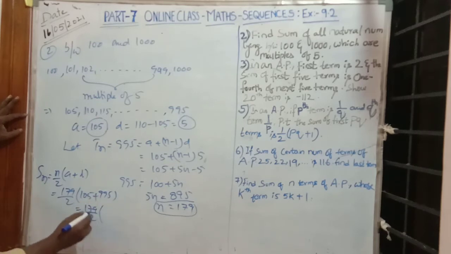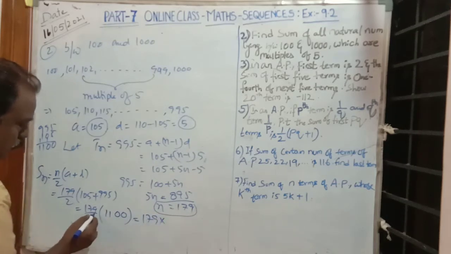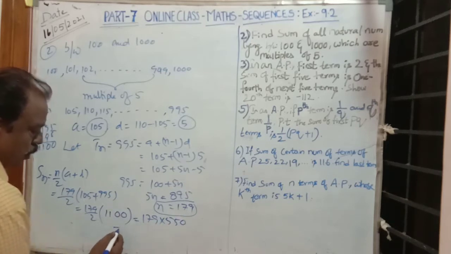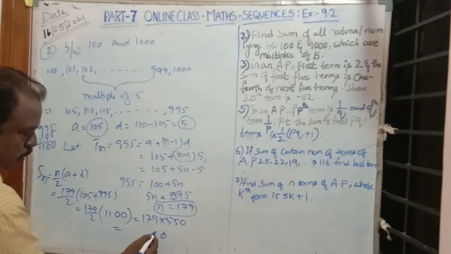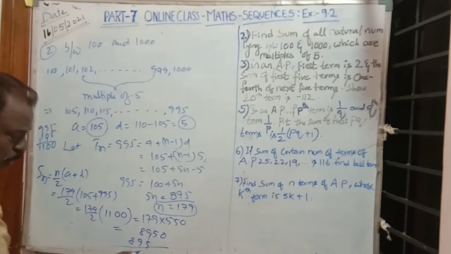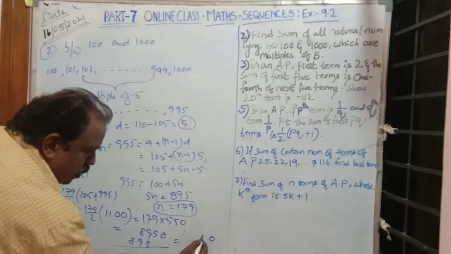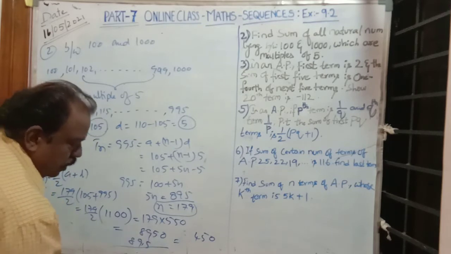It is 179 by 2 of (105 plus 995), which is 1100. So the calculation is 179 into 550, and multiplying gives 98,450.